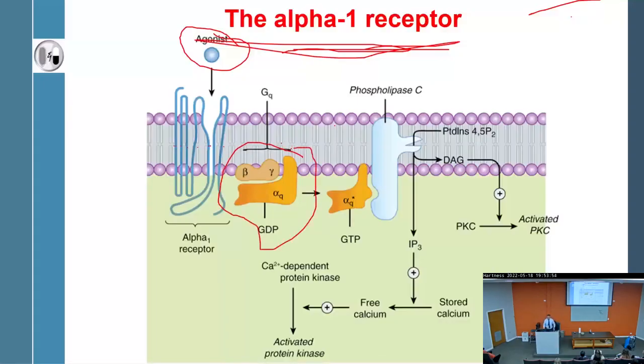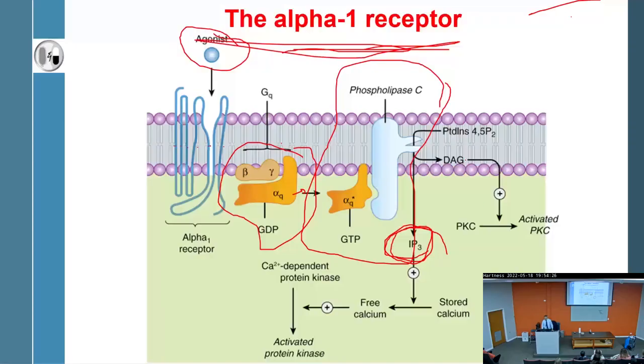And this alpha will be the subunit that will detach from the rest upon activation of the receptor, and then that will interact with the effector. In this case, it's phospholipase C. And when that happens, you will have activity of that enzyme that produces what's called the secondary messengers. In this particular transduction pathway, we have the production of IP3, inositol triphosphate, and diacylglycerol, DAG. Those are the 2 second messengers that are produced in this pathway.